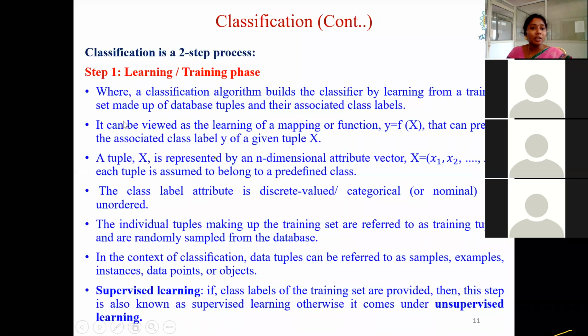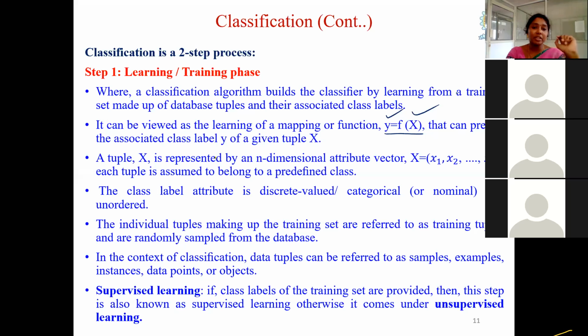In the learning phase, a classification algorithm builds the classifier by learning from a training set made up of database tuples and their associated class labels. This is already known: the training set includes the data values along with the labels. It can be viewed as learning the mapping function y = f(x). We need to calculate y from f(x), so that it can predict the associated class label y of a given tuple x.